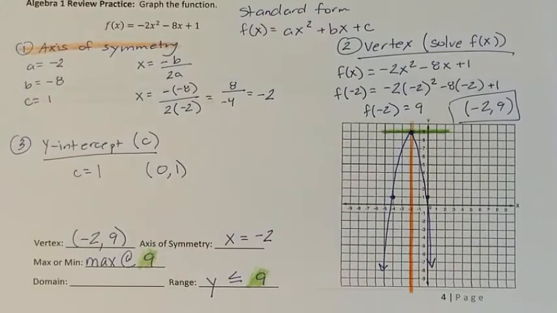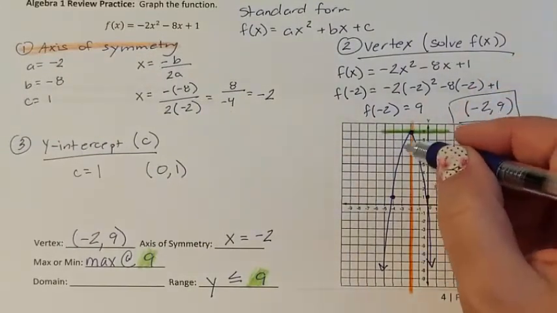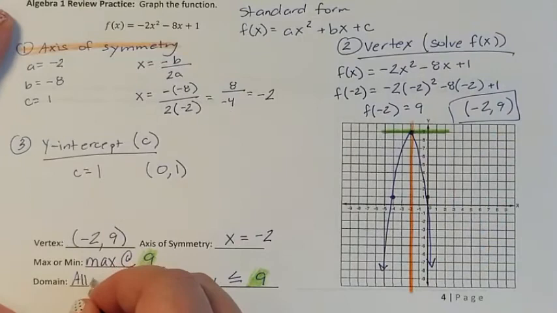Now domain. I see that it goes forever in the right and forever in the left, so my domain is going to be all real numbers.